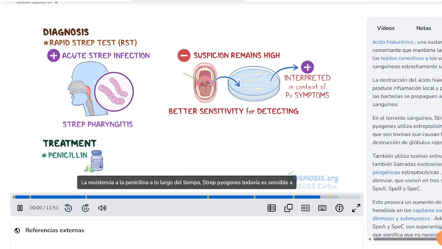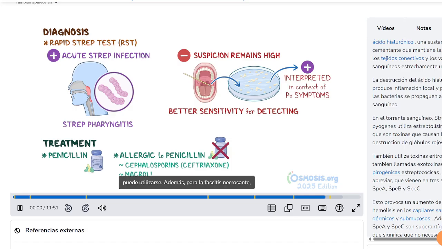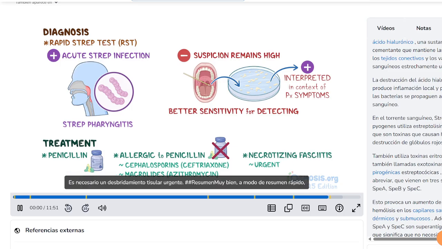Ultimately, the treatment of strep pyogenes infections is penicillin, because unlike some other streptococcal species which have developed penicillin resistance over time, strep pyogenes is still sensitive to good old penicillin G. For people who are allergic to penicillin, cephalosporins such as ceftriaxone and macrolides such as azithromycin may be used. Additionally, for necrotizing fasciitis, urgent tissue debridement is necessary.